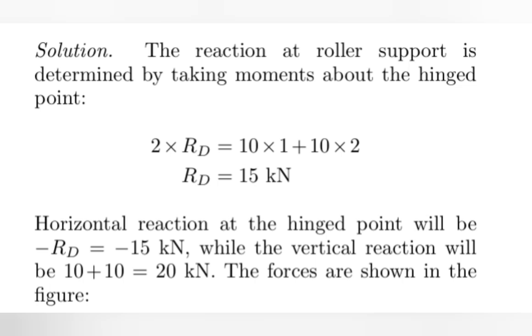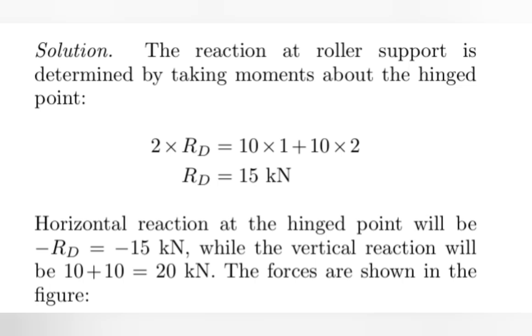And similarly, the 10 kilonewton force at point B has a distance of 2 meter. That's the only difference: the distance changes, and it is also on the right-hand side because it is also in the clockwise direction with respect to point A. So from that equation I get RD as 50 kilonewton.